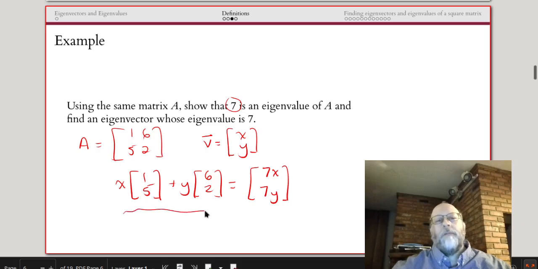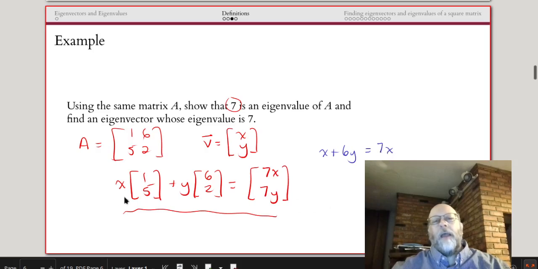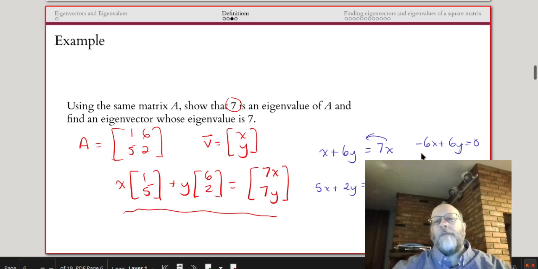Now we can solve this. The top row says that x plus 6y is equal to 7x. And the bottom row says 5x plus 2y is equal to 7y. I'm going to bring the 7x and the 7y over to the left side so that these equal 0. And so now, since I'm subtracting 7x, I have negative 6x plus 6y is equal to 0. And 5x minus 5y is equal to 0.